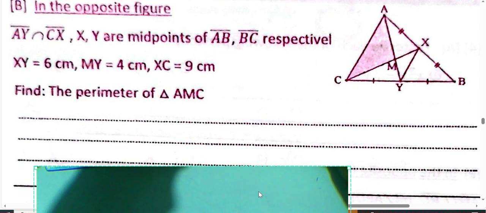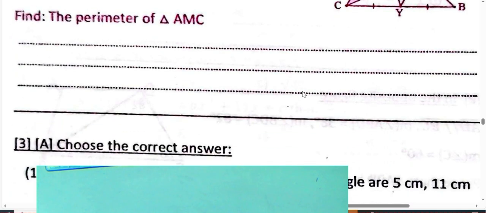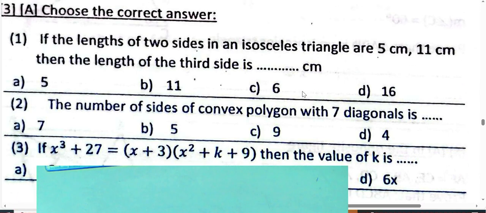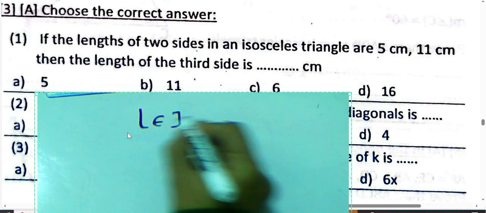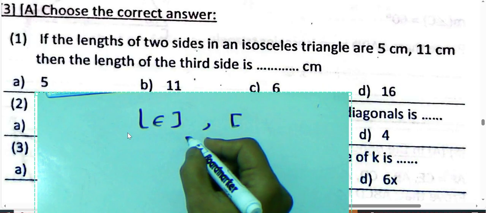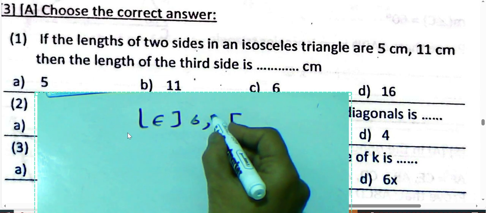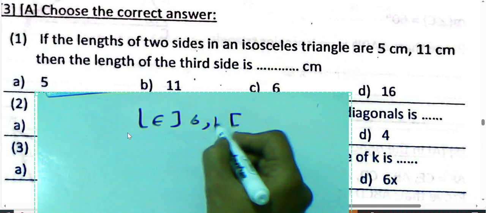Next question. Next question here shows the correct answer. The lengths of two sides of this triangle are 5 and 11. We can find the length of the third. How? Look at here the steps. The length must belong to an open interval. We can find the difference between 11 and 5. 11 minus 5 equals 6, and 11 plus 5 equals 16.